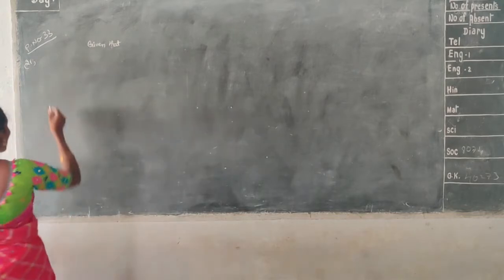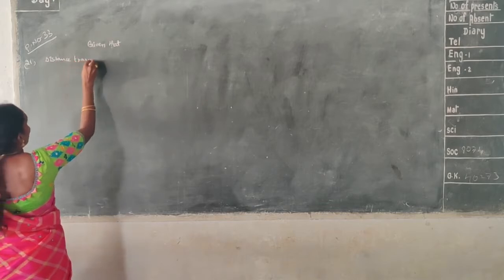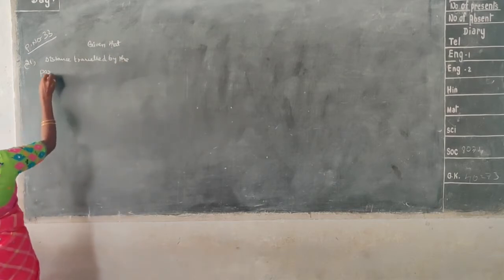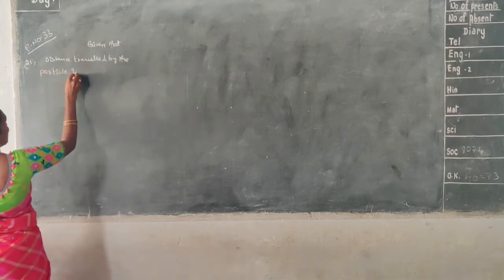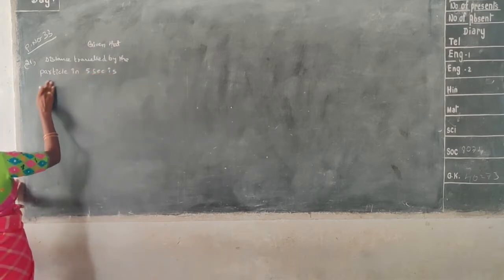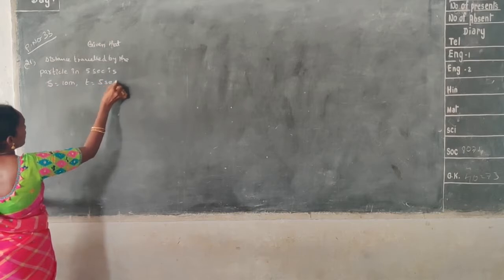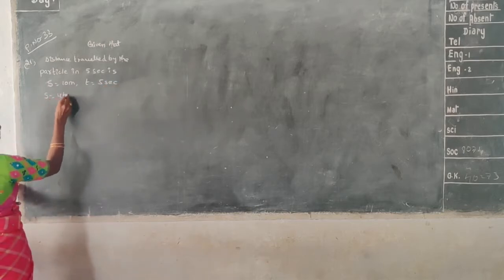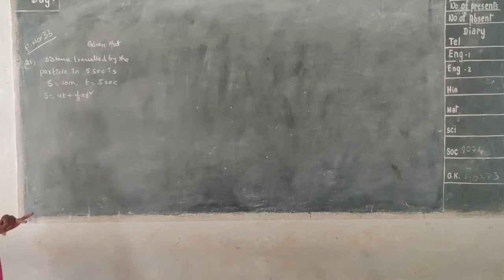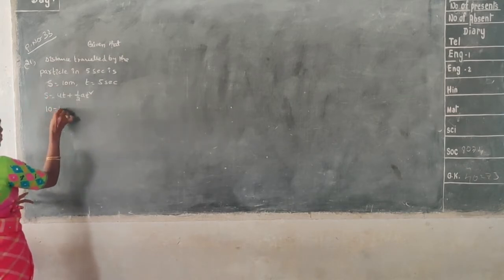A particle covers a distance. The distance travelled by the particle in 5 seconds is S equal to 10 meters, and time t is equal to 5 seconds. We know very well S is equal to ut plus half at square, the distance travelled by a body in t seconds. Here S is 10 meters and u has no value yet.